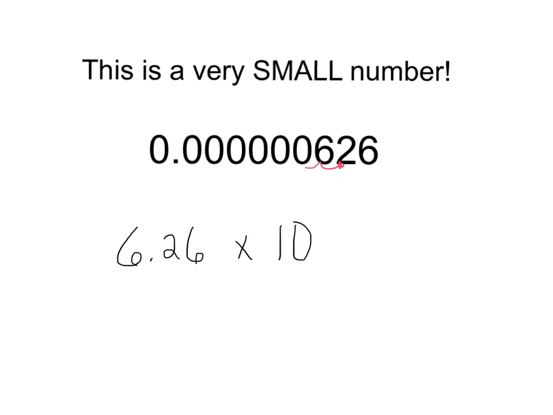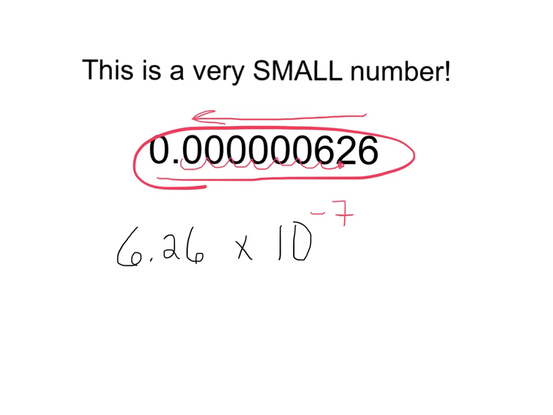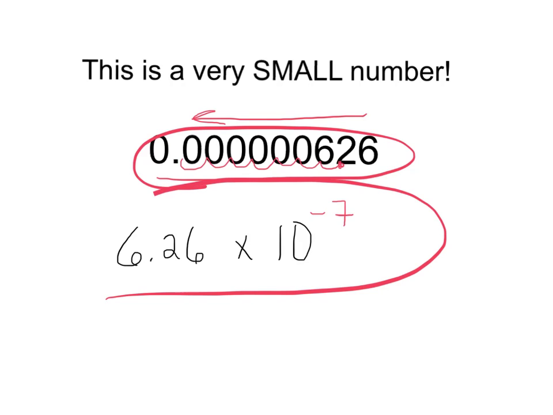Well, that would be 1, 2, 3, 4, 5, 6, 7. So this would be 10 to the 7th. But since this number went this direction, or was smaller and not bigger, this is to the -7th. Whereas the last one was a larger number, so it was a positive number. So when you see a number like this, you would then say, okay, that's 6.26, count the number of decimals that's going to move there, times 10 to the -7. This would be the number that you would write down on tests and things of that nature, not this number.